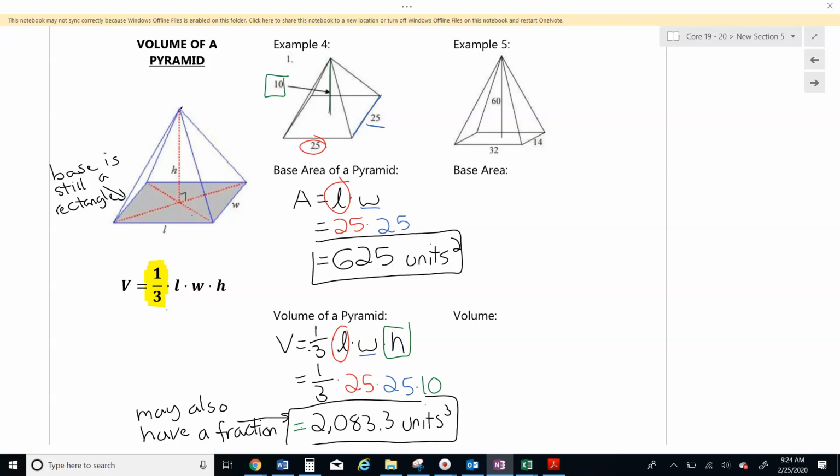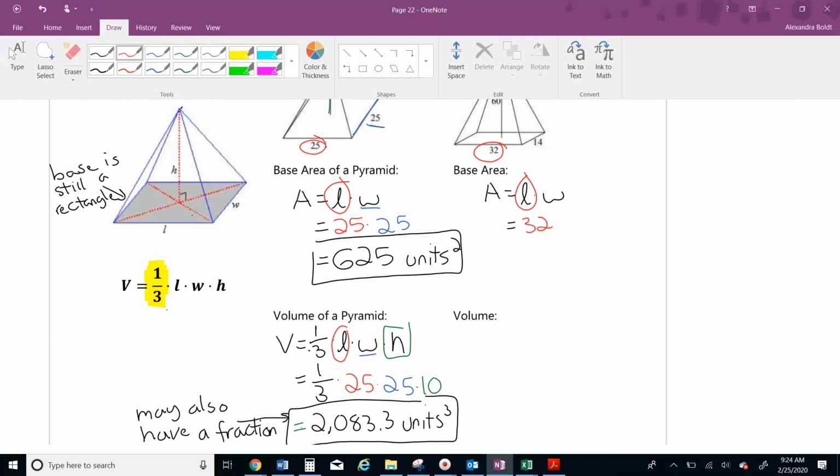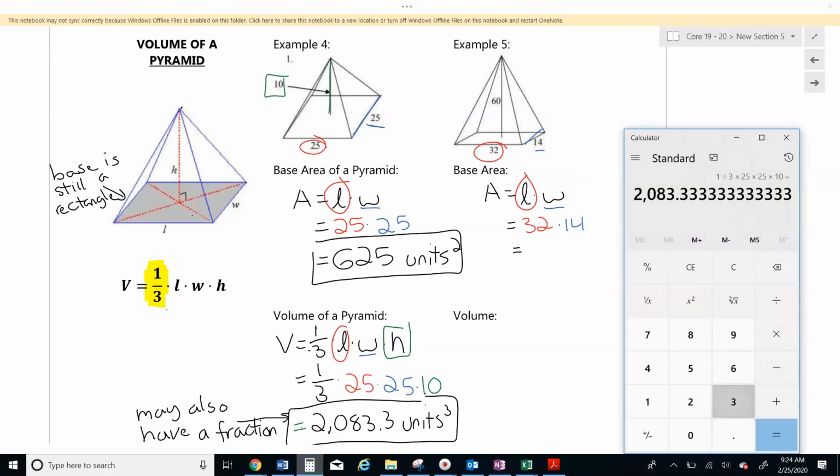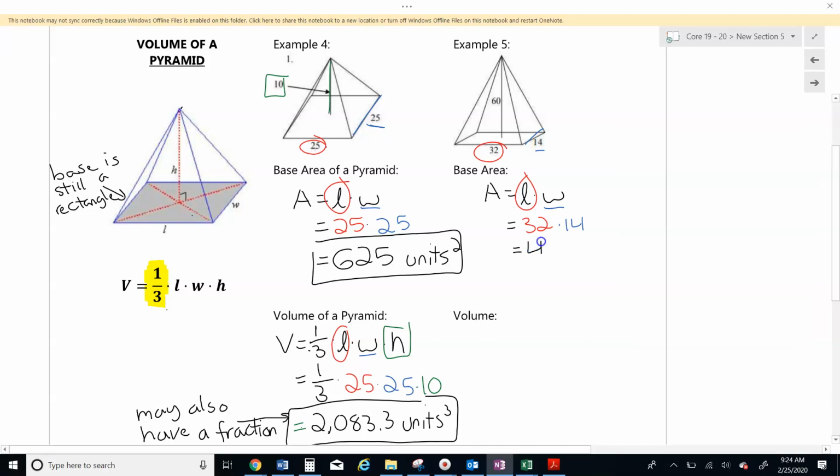All right, looking at example 5. Again, starting with our base area. Our length is 32, and our width is 14. And 32 times 14 is 448 units squared.